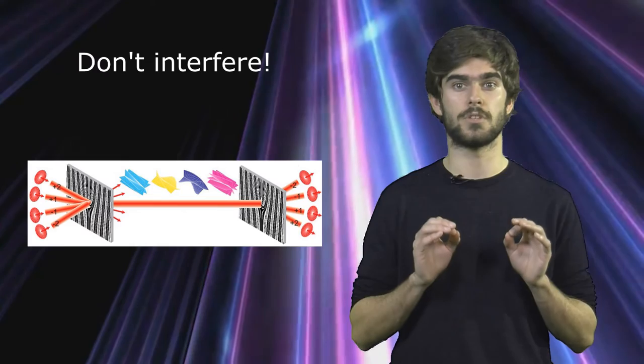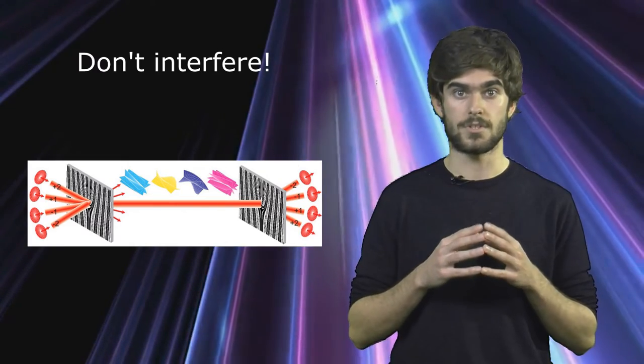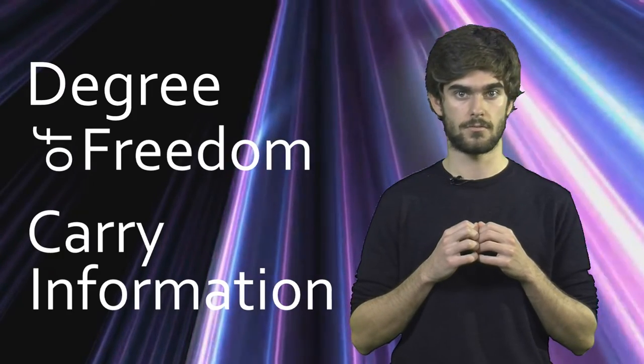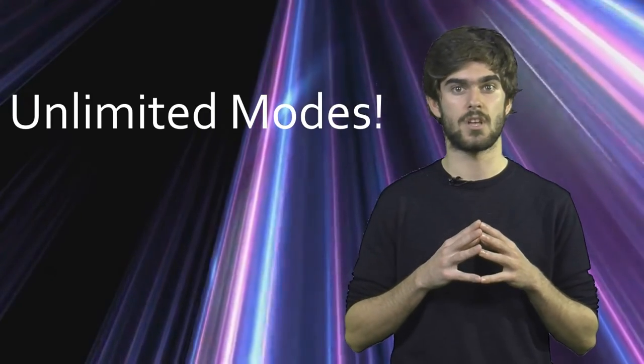Okay, stop. This is all very interesting and fascinating, but how is it useful to optical communications? Right, back to communications. The big advantage of OAM is that beams with a different L value don't interfere with each other. They are orthogonal, which is perfect for communications. With OAM, we have another degree of freedom to carry information. Moreover, we have unlimited L values, which allows us to multiplex as many beams as we want.